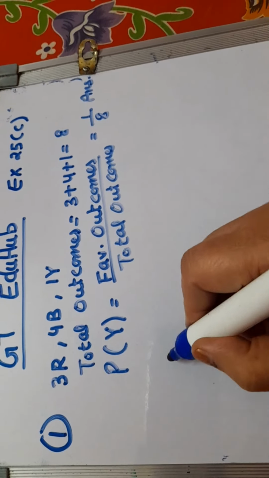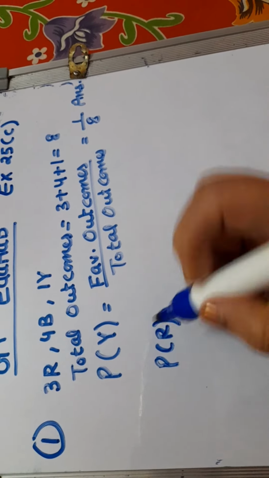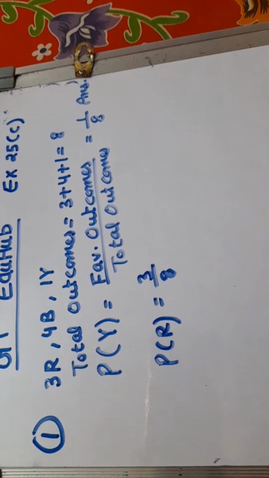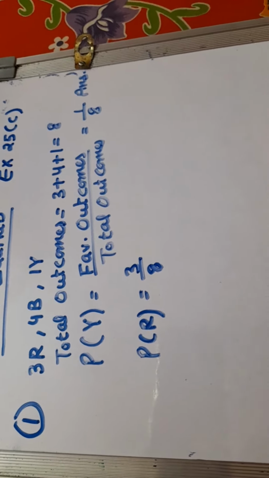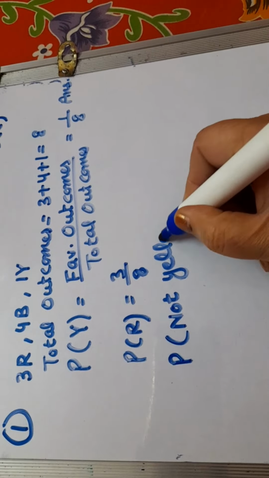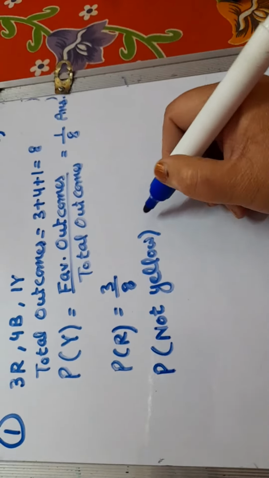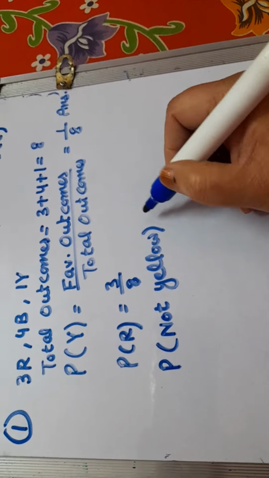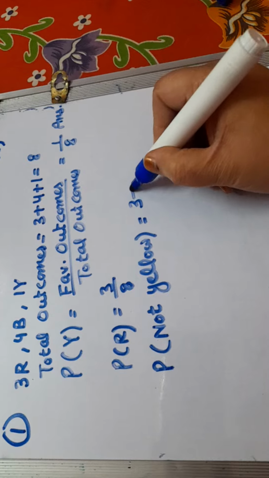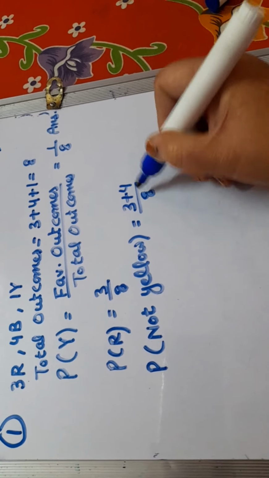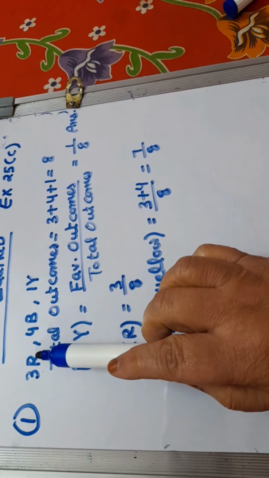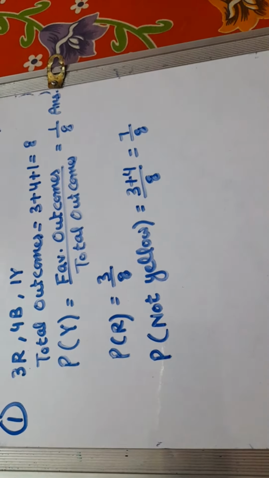Now its second part is we have to find the probability of red ball. There are 3 red balls and total balls are 8, so probability of red ball is 3 by 8. Next part is probability of not yellow. Probability of not yellow means the ball may be red or black but not yellow. So probability of not yellow, 3 plus 4, these are not yellow, 3 plus 4 upon 8, that is 7 upon 8. We will count the number of red and black balls, 3 plus 4, 7. So 7 upon 8.